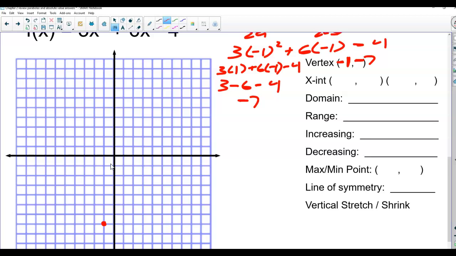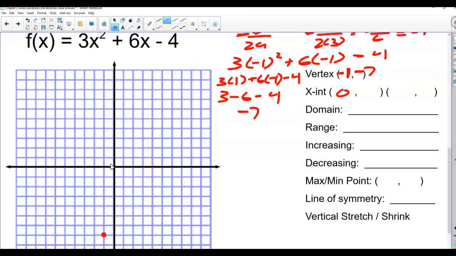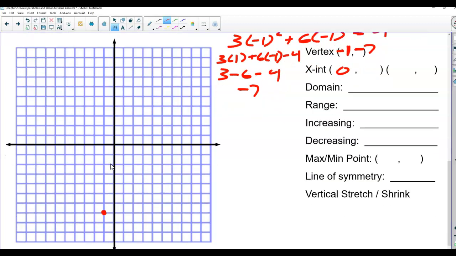What's my y-intercept going to be? If I plug 0 in for x, I'm going to get -4. So when I graph that point of -4, I went to the right one from the vertex, now I got to go to the left one. So it's -2, -4. And that right there, my friends, is my graph.